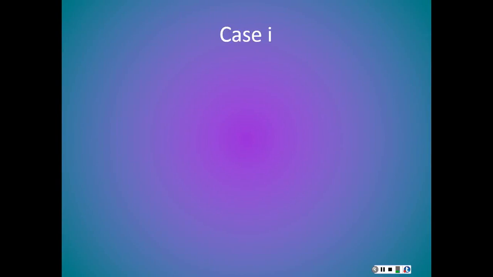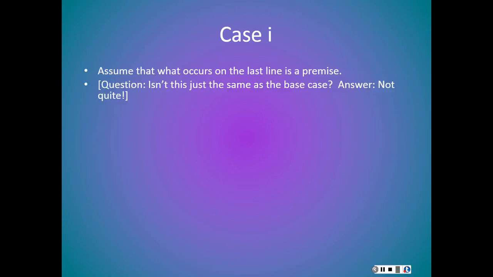Moving on with our proof by cases, let's start out with case 1. That's the case in which what occurs on the last line is a premise. So let's assume that that case is the case that we're in. So we'll assume that what occurs on the last line is a premise. Now a question you might have is, isn't this just the same as the base case? And the answer is not quite.